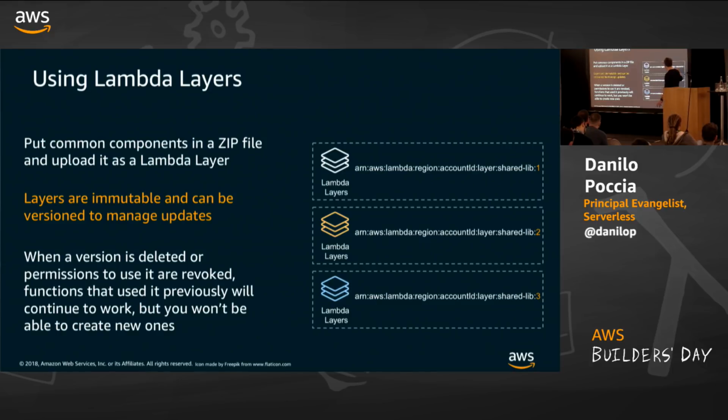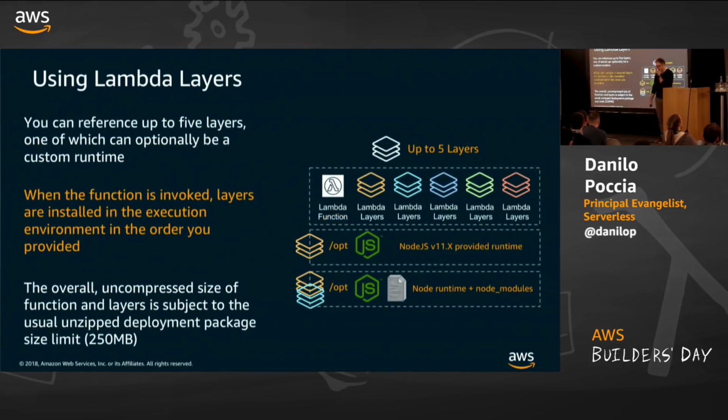And if you look at layers, layers are identified using an Amazon Resource Name. And this is an example of the ARN. And at the end, you have the version number: version 1, version 2, and version 3. When you configure a function, can be a new function or an update of a function, you can reference up to 5 layers. So there is a limit. This is a limit that we decided, but we may increase it.